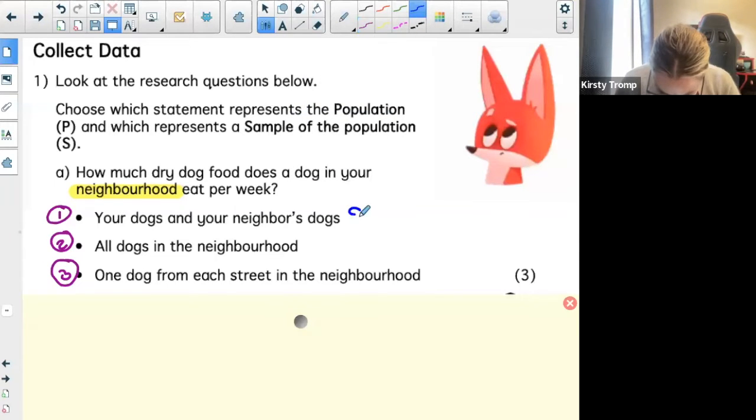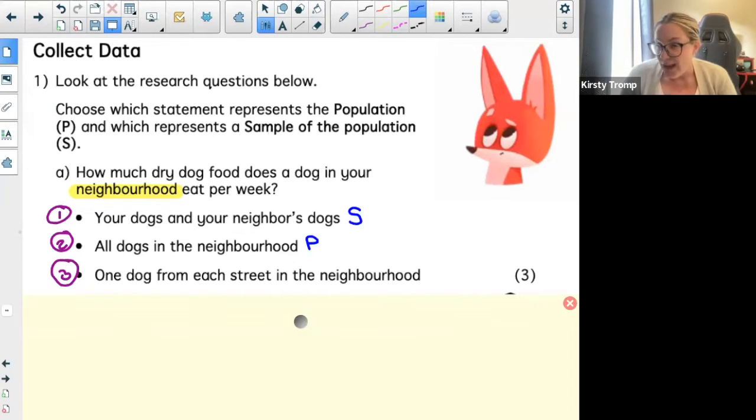Okay, cool. All right. Okay, Sigma, stay with me. If I'm looking at all the dogs in the neighborhood, what is that? A sample or a population? Population. Well done. A population. And finally, last one. If I'm looking at one dog from each street in the neighborhood, sample or population?